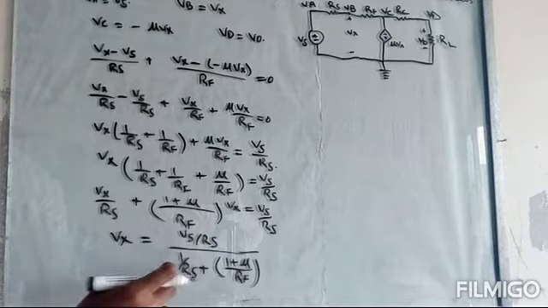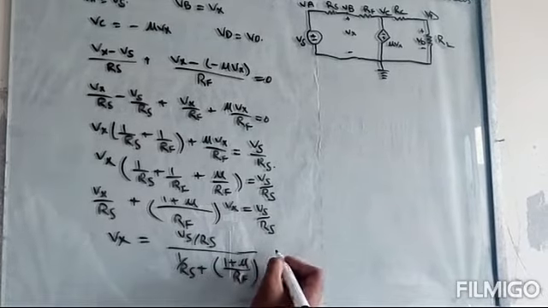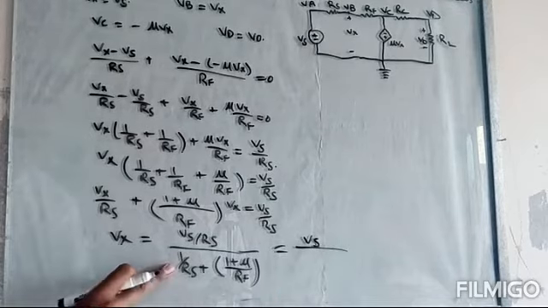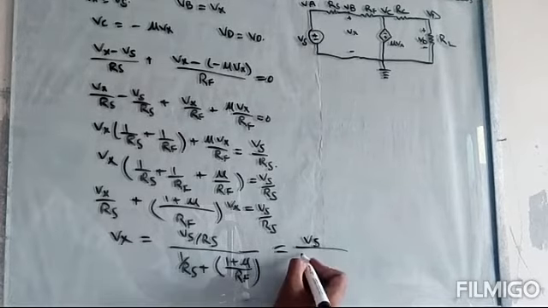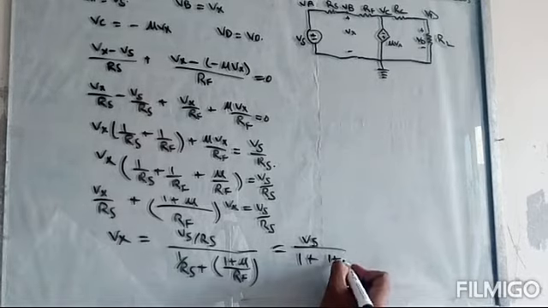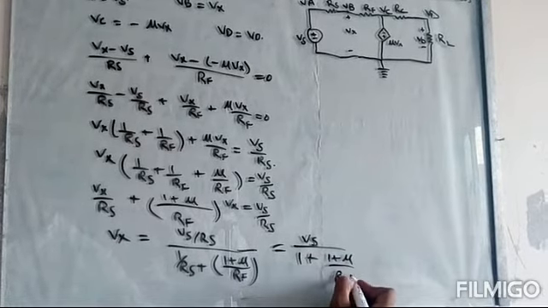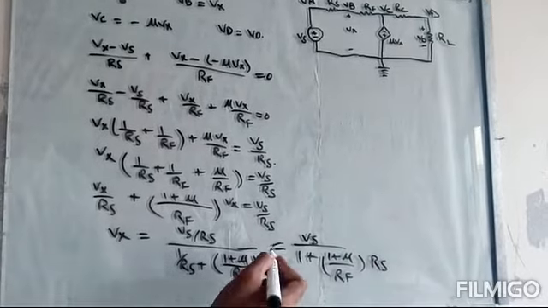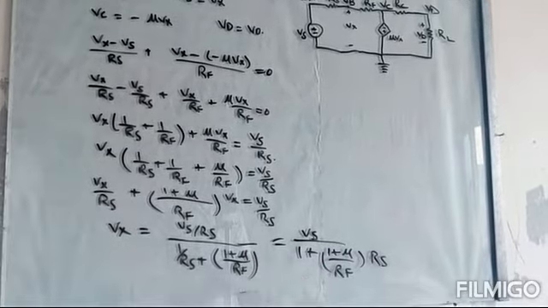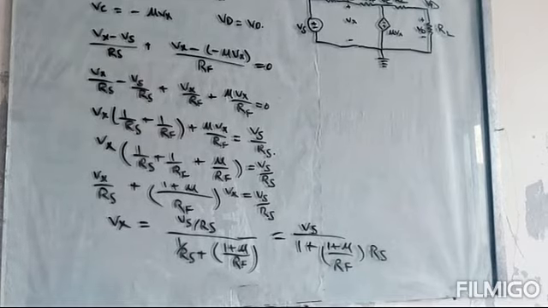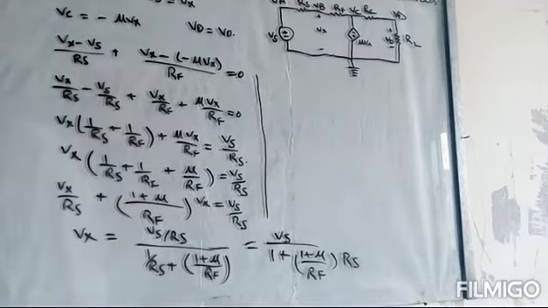When we multiply this term with Rs, the Rs cancels with Vs over Rs, so it becomes 1 plus, with Rs multiplied by this term, 1 plus mu divided by Rf, multiplied by Rs. This is our Vx. So this is our voltage Vx.